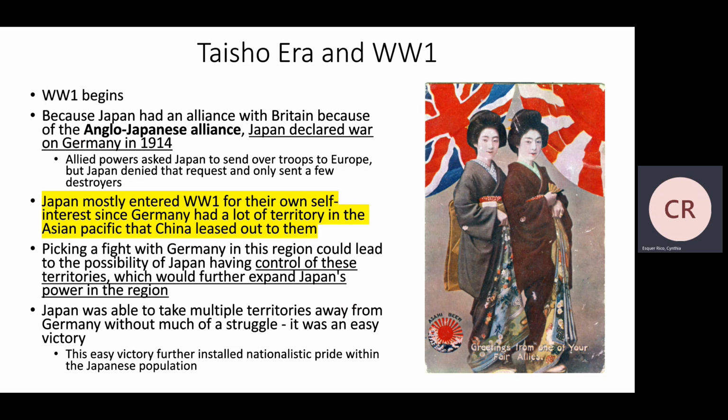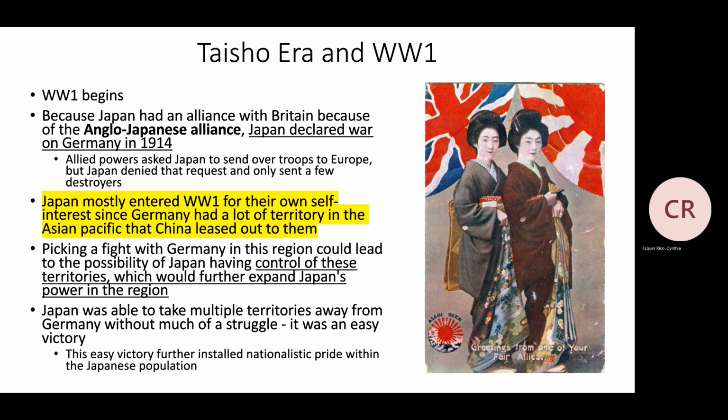Instead, Japan was like, hey, you know what? While you guys are over there in Europe fighting your enemies, what if I fight Germany right here? And you can say, how are they going to fight that? Asia is all the way on one side of the world while Europe is all the way across, right? It's a very lengthy way over there, right? So the reason why is because Germany had a lot of territories in Asia, in the Asian Pacific, that China leased out to them.